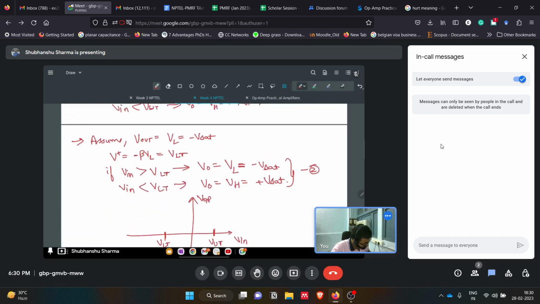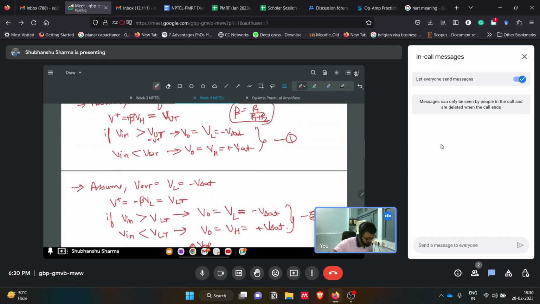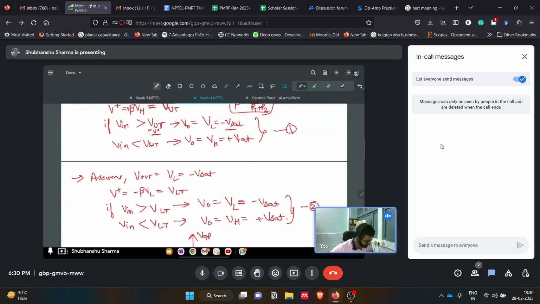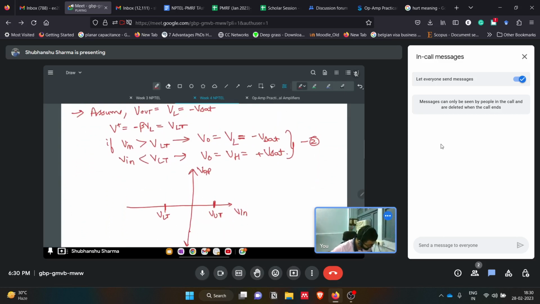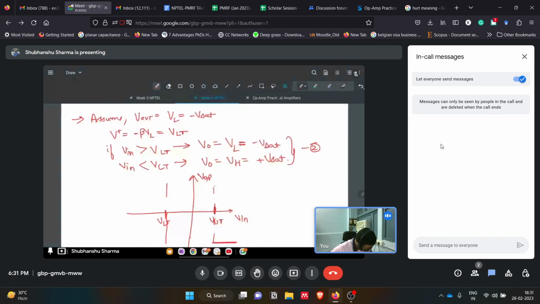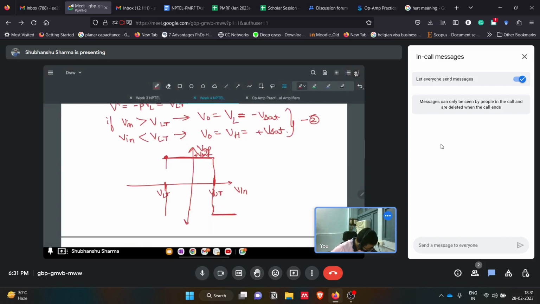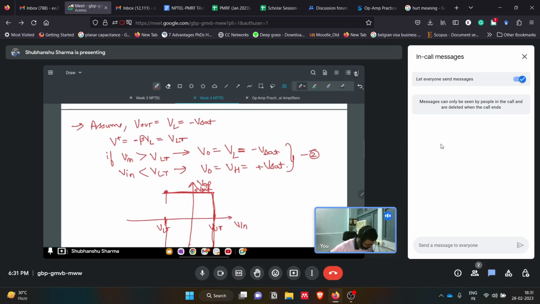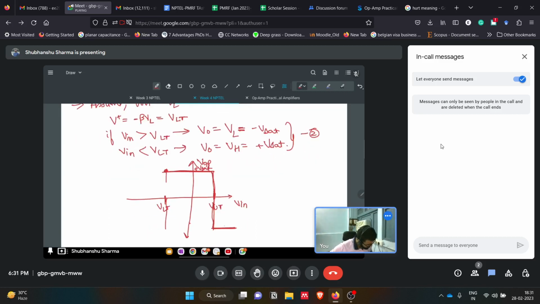We observe that when the input voltage is greater than VUT, then the output is minus V sat. Here the signal is here. But if it becomes less than VUT, then the signal is plus V sat. So our signal will be like this. It will be high, that is plus V sat. So this is the signal.